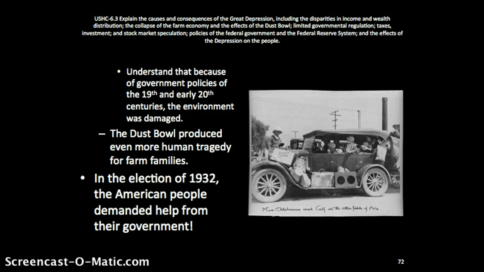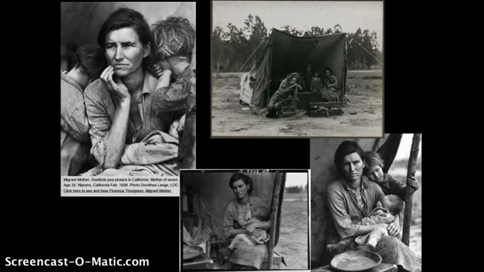And meanwhile, Hoover had just kind of sat by and not really done much. People need something. They need the government to step up and do something and help out. And so that's why in 1932, they're going to be looking for a change. And that change is going to come through the election of Franklin Delano Roosevelt. That leads us into the New Deal in 6.4.